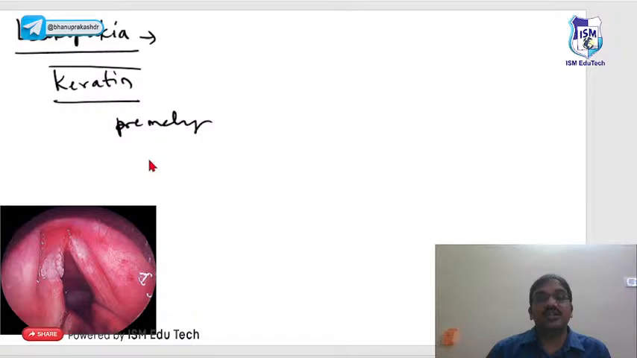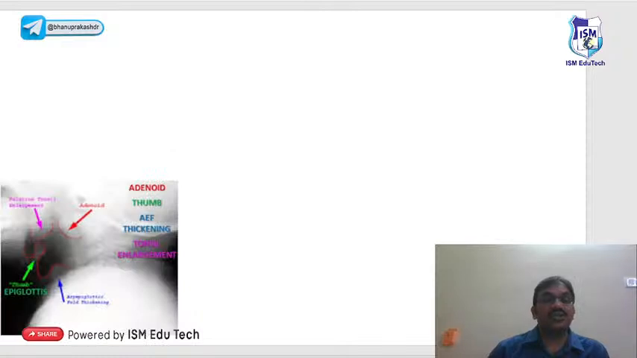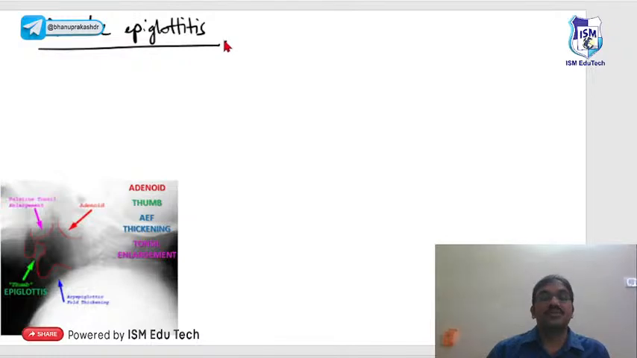Okay, and the treatment is again excision and biopsy. Excision biopsy is done generally for these cases, right? And coming to the next condition, that is your acute epiglottitis. Acute epiglottitis or supraglottitis. Sorry. So acute epiglottitis. Okay.